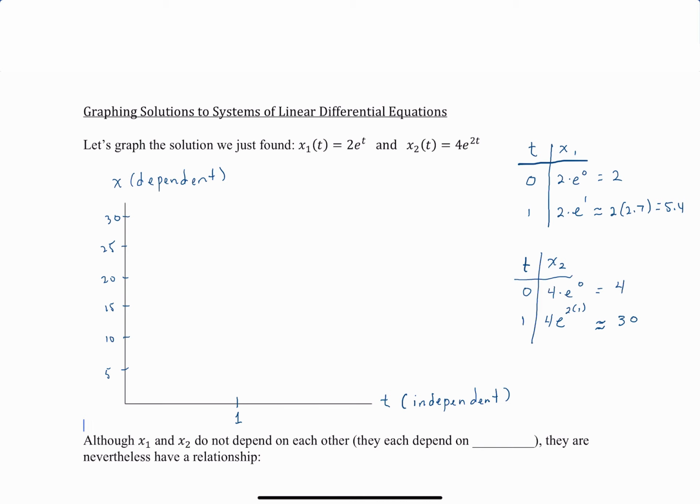Notice our x's are both exponential curves, so I know the basic shape of them. So for x1, it starts at 2, which is about there. And then at 1, it's at about 5.5. So about there. And drawing that in an exponential shape, I'll have something like that.